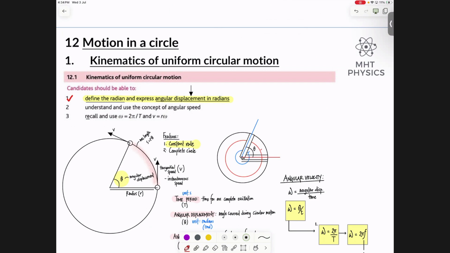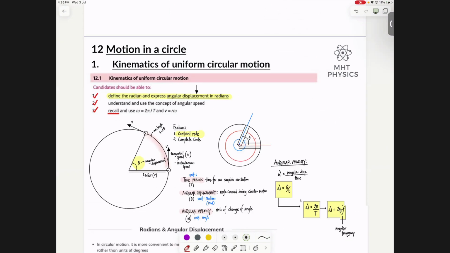Then, understand and use the concept of angular speed. So what does angular speed represent? How much angle is covered every second, right? So that is angular speed. Recall and use omega equals 2 pi by T and v equals omega r. They do give you some equations in the exam. If the syllabus says recall, it means that won't be provided, so these are the ones you have to remember. For the rest, if they say use this equation, it means it will already be given in the exam.